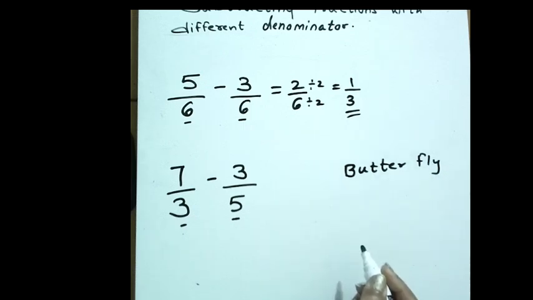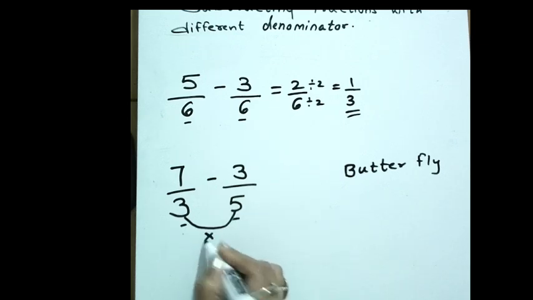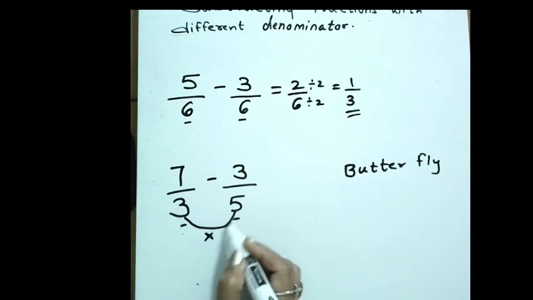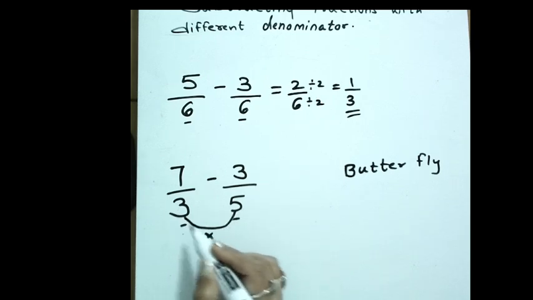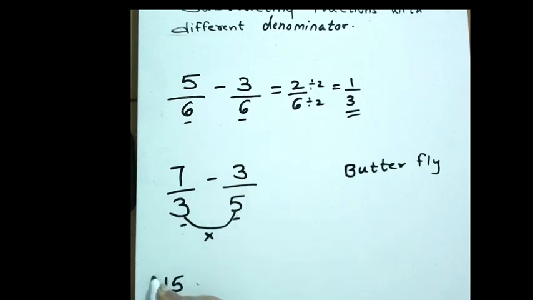In the butterfly method, the first thing is that you are going to make a wing down, this one. So you are going to do 3 times 5. You multiply the denominators. 3 times 5 is 15. Write the denominator 15.